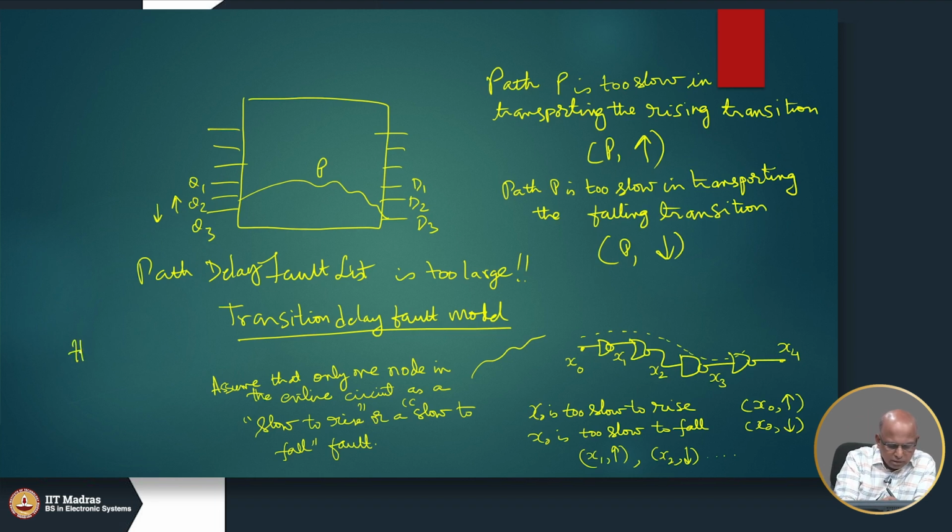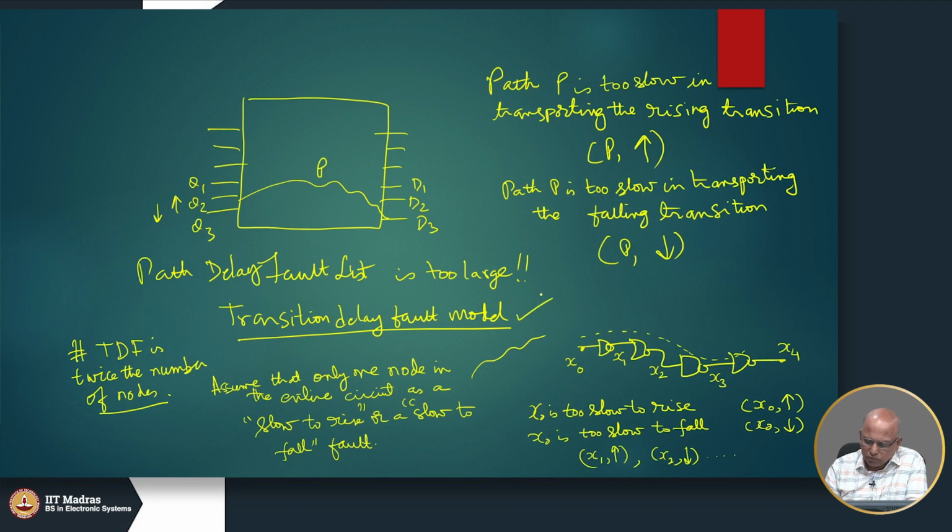So, the number of transition delay faults is twice the number of nodes, which is still very large, but can be manageable. It is not exponential. So, that is the simplification done.